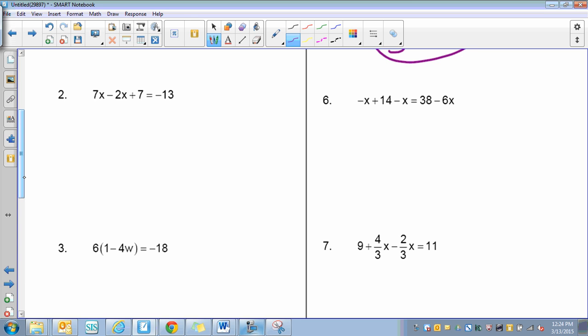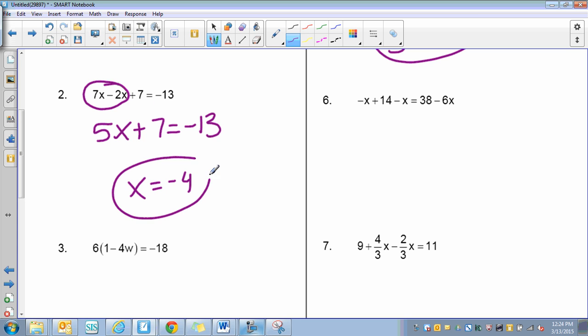For number 2, again, we have like terms on the same side, so we can do 7x minus 2x is 5x plus 7 equals negative 13. And then you solve your two-step equation, and you should get x equals negative 4.